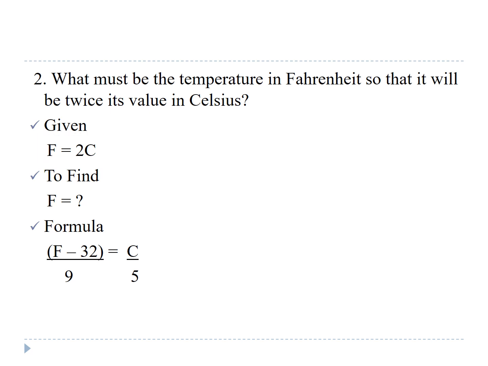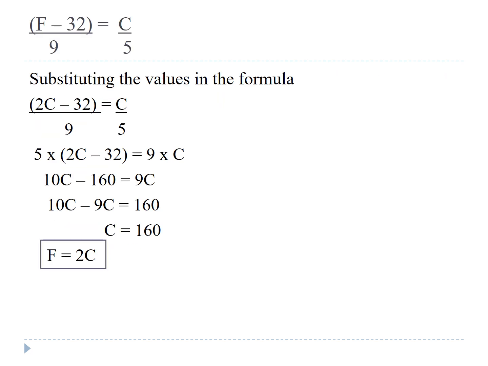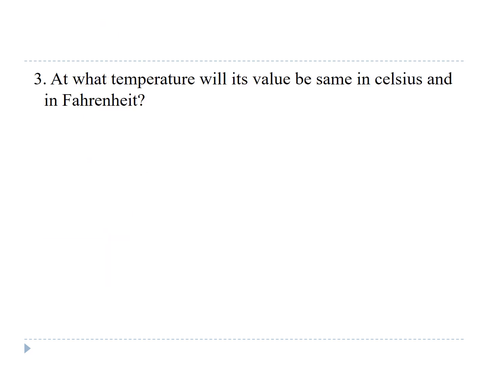So we will write F is equal to 2C. This is what we know. From this, C we have found out. We only have to substitute the value. So here you will substitute 2 into 160. Okay, so you come to know that the temperature in Fahrenheit, where it is twice that of Celsius, is 320 degrees. Understood? Okay. Now going to the next numerical.